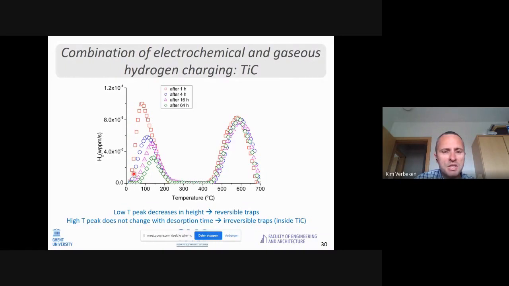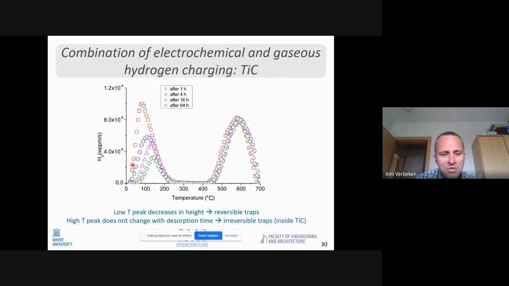So these specimens were first charged in gaseous environment. So this is an irreversible trap, which means that the hydrogen stays there inside, and you can leave the specimen unattended for a long time. The peak there will remain. So you can leave even the specimen for a few weeks over there. The hydrogen will remain inside this irreversible trap, or this high temperature peak related trap.